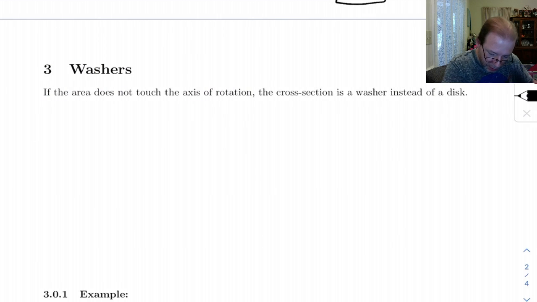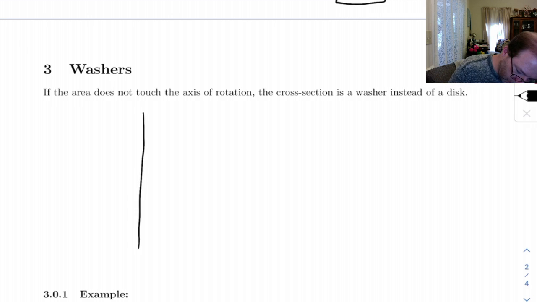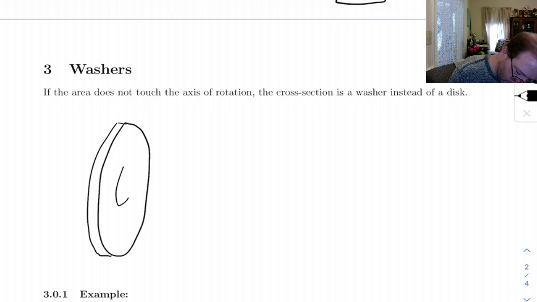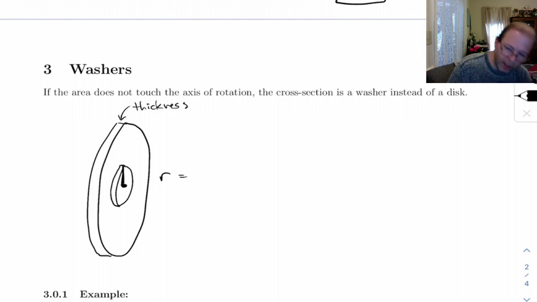So anyway, let's work out the formula for this. All right, what we've got is something like this. I'm just going to draw the washer. It looks like this. And there are 3 things. You've got the thickness, and then from inside of here, you've got 2 radiuses. And what I typically do is I use little r for the inner radius, and I use big R for the big radius, the outer radius.